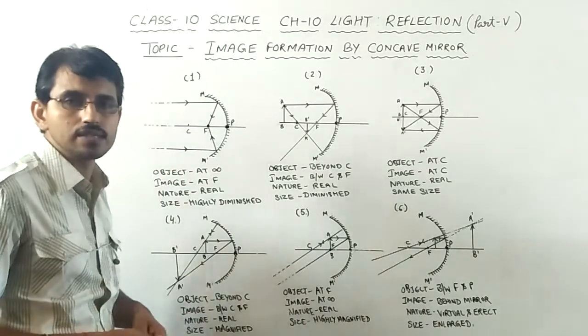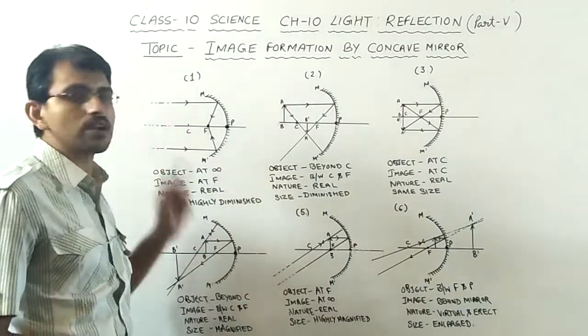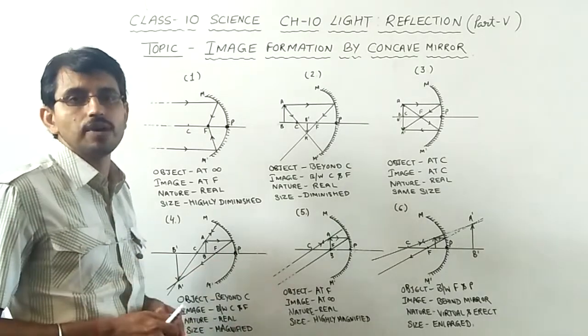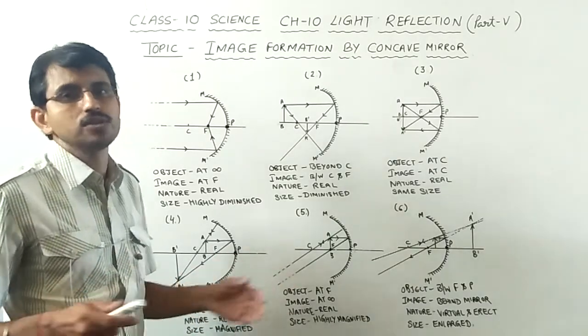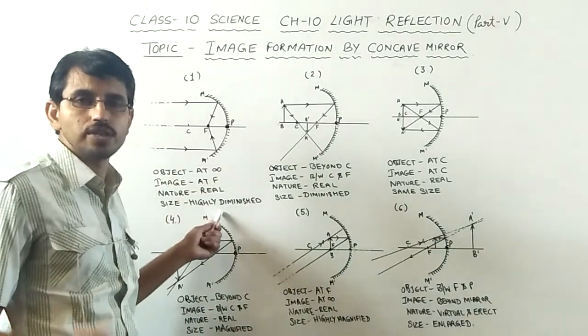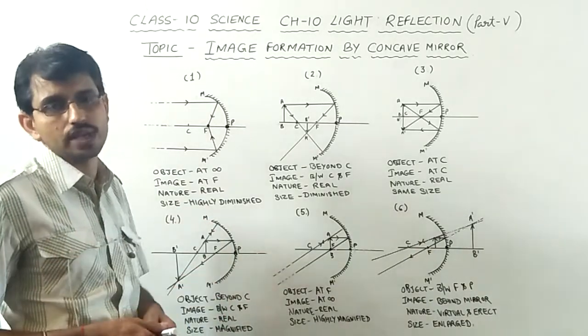Now what type of image is this? The image is forming in front of the mirror, and you know that the image that is formed in front of the mirror is real, and a real image is always inverted. This image is highly diminished. The image is highly diminished, means too small in size.